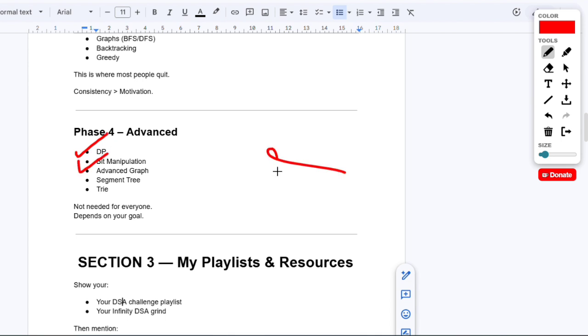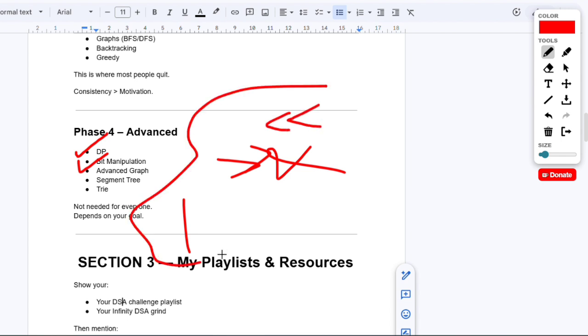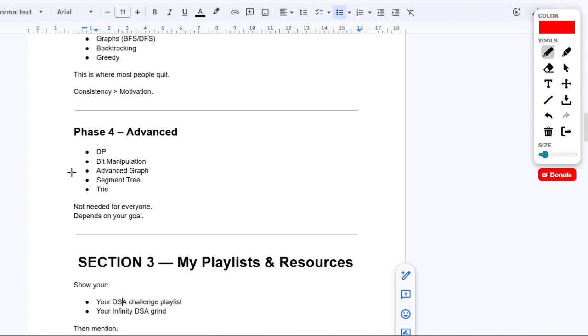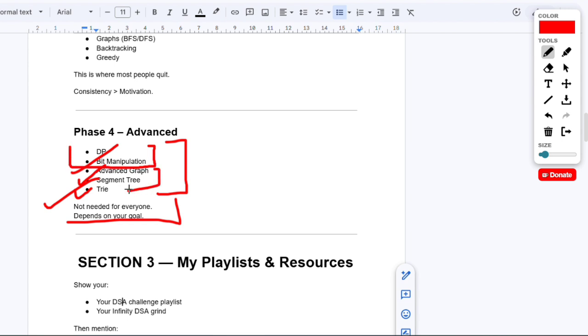Okay, this is not needed for everyone, like advanced graph and segment tree and all. And bit manipulation, you will see basic bitwise operators: and, or, left shift, right shift. Using these techniques you can manipulate your code and write your code logic very shortly, neat and clean. So now using these four phases, within six to seven months you have mastered data structures and algorithms.